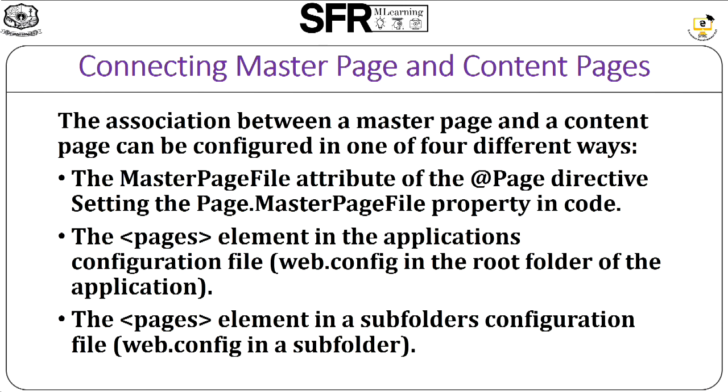The first one is using page directives, the second one is using the page tag, the third one is using the subfolders available in the page tag. The fourth one is with the help of commands and menus we have in our ASP.NET. So, connecting master pages and content pages can be done in four ways: page directives, page tag, subfolders in the page tag, and the commands and menus which are available in VB.NET.